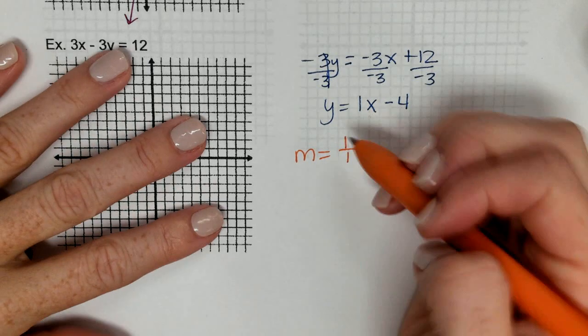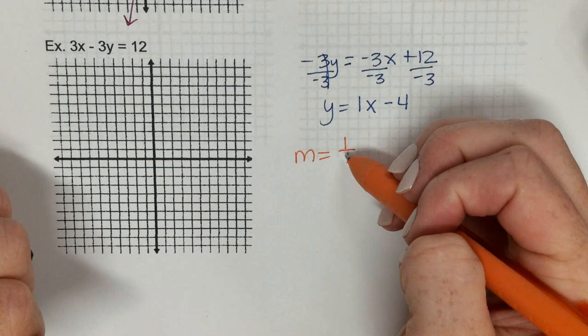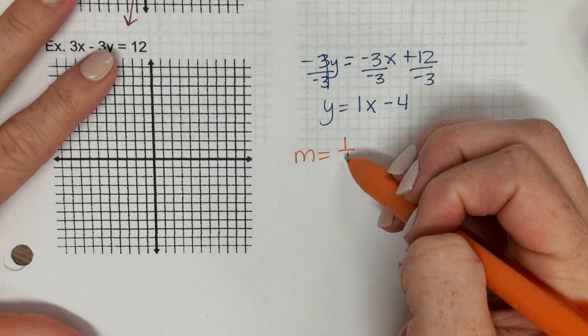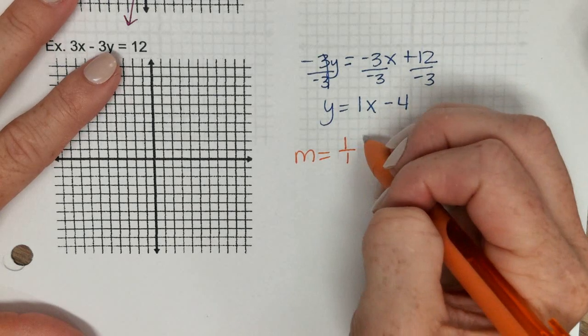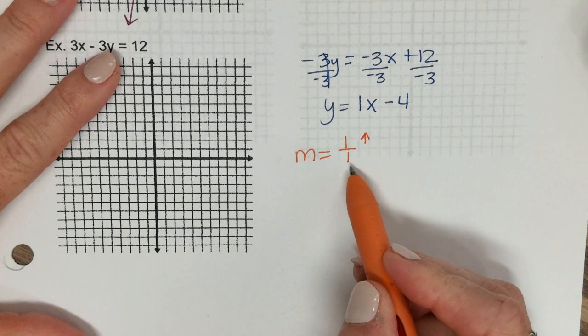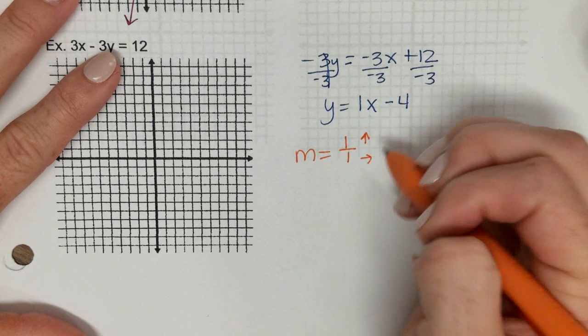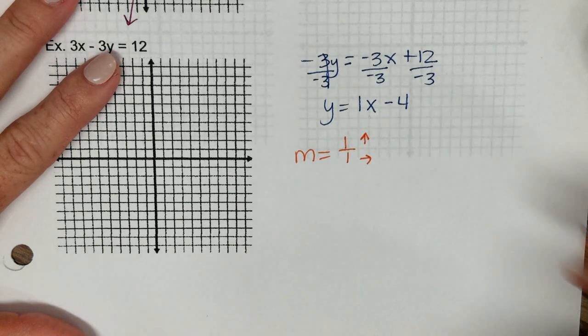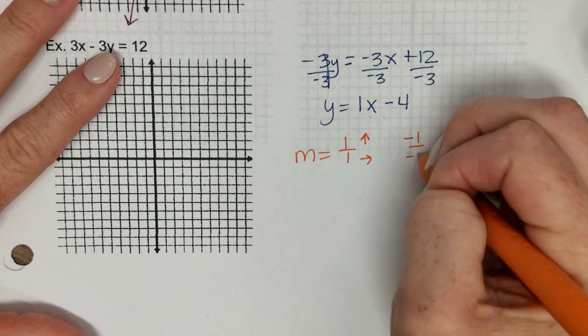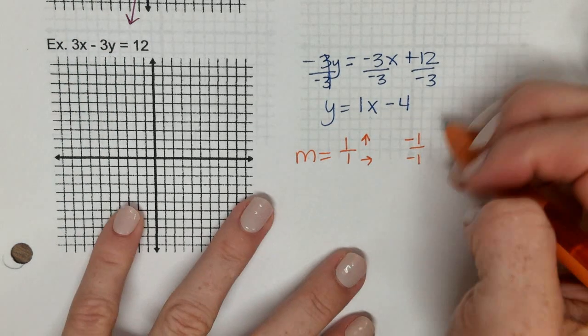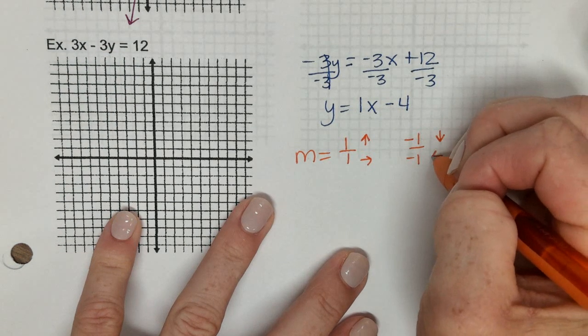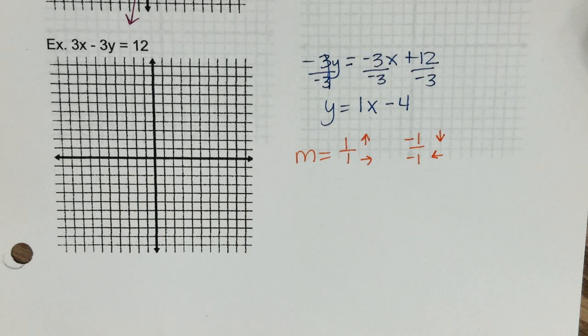Okay? And since they're both positive, which way will I rise and run? Will my rise be up or down? Up. Which way will my run be? Right. What other way could I have done this? I could do negative 1 over negative 1 because that still has a slope of positive 1. So I could also go down and left. It's totally up to me which one I use.